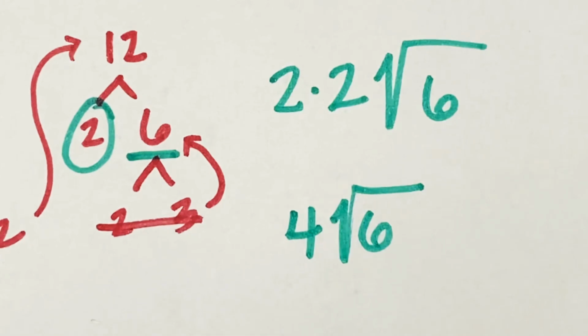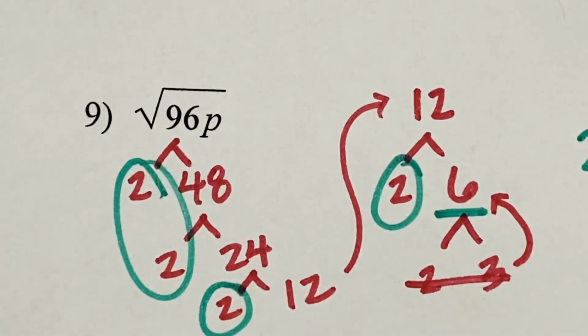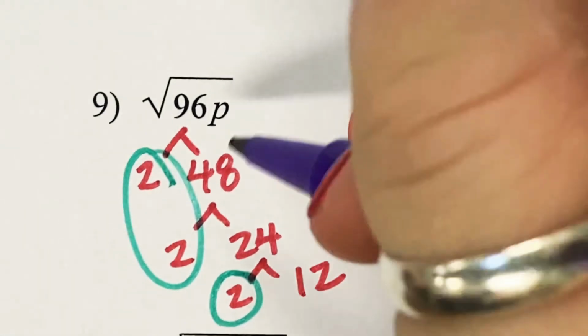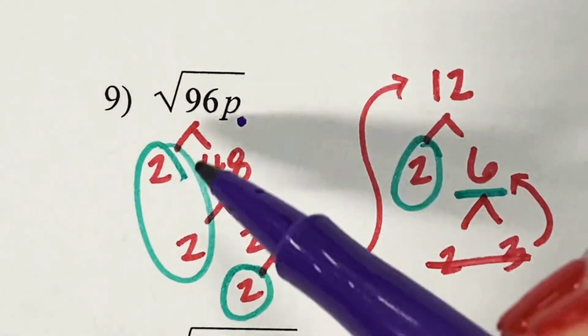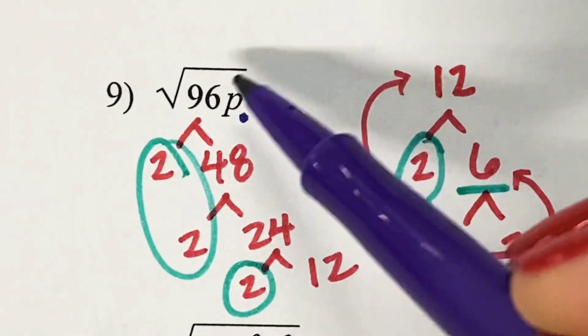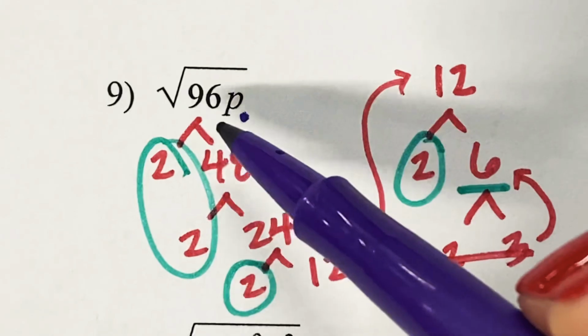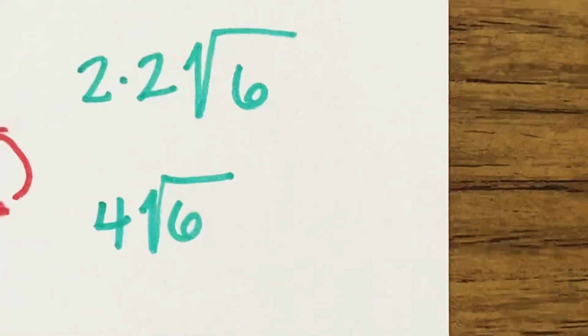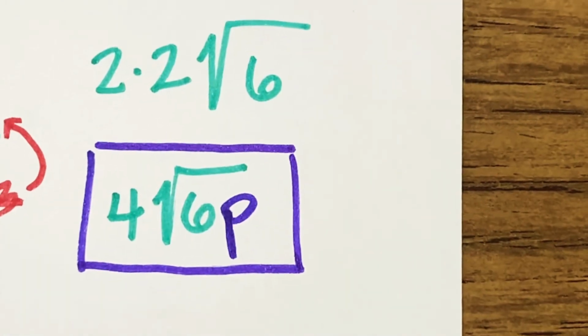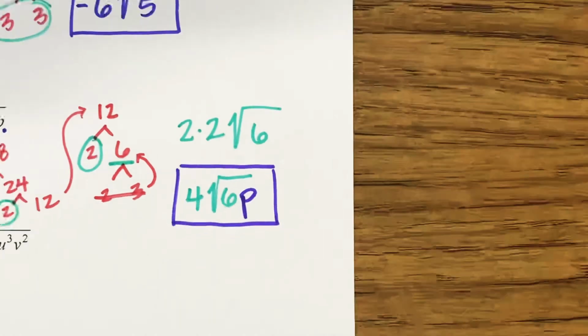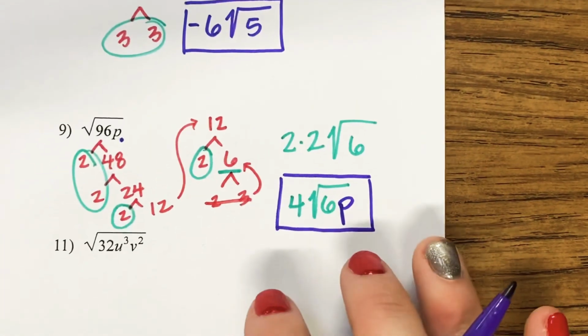But now we need to look at our variables. So let's go back. So again, we need variables to pair up in order to leave. So I only have one p. So can my p leave the radical? Nope, there's only one of them. So my p has to stay inside. So our final simplified answer, 4 root 6p. Okay, and there's that whole problem we did right there.